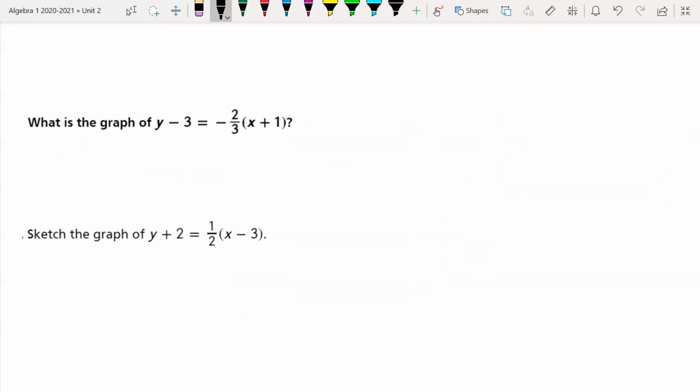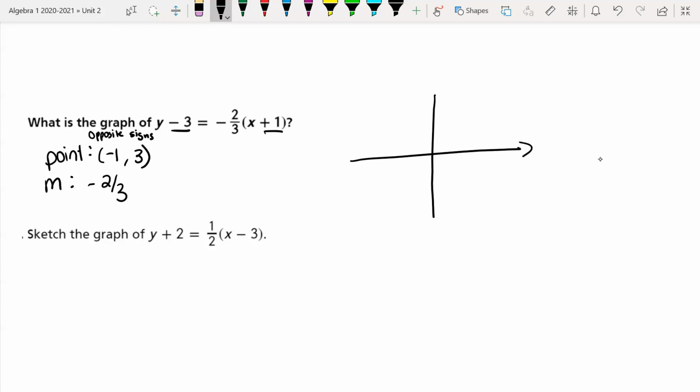All right. If they give you the equation in point slope form, remember we can find a point and we should know what the slope is. So the big thing is on your point, you're going to use the opposite signs. So this right here is a -3. That's going to be a +3 for my y then. This right here is a +1, so that's going to be a -1 for my x. And my slope is -2/3, right? So I should be able to graph it now. Make my xy plane. Put in my lines.